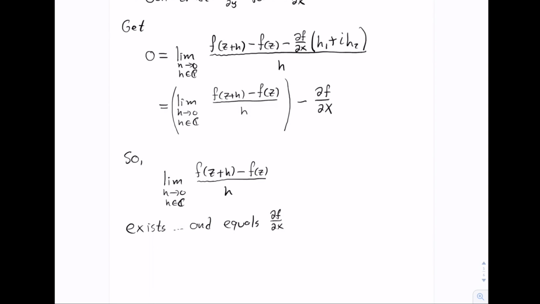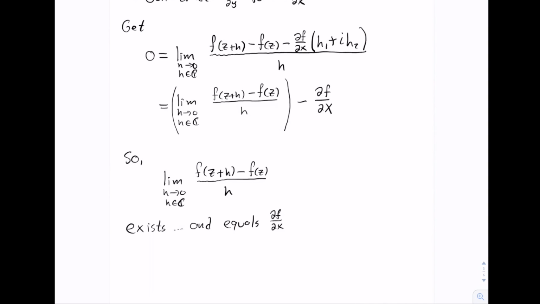So what we just proved is that if f is complex differentiable at z, then f must satisfy the Cauchy-Riemann equations at z, and vice versa. If f is differentiable in the multivariable sense at z, and satisfies the Cauchy-Riemann equations, then it's actually complex differentiable. And that's pretty darn cool.